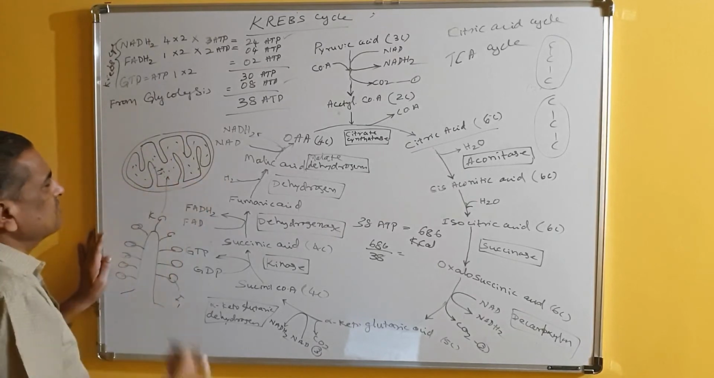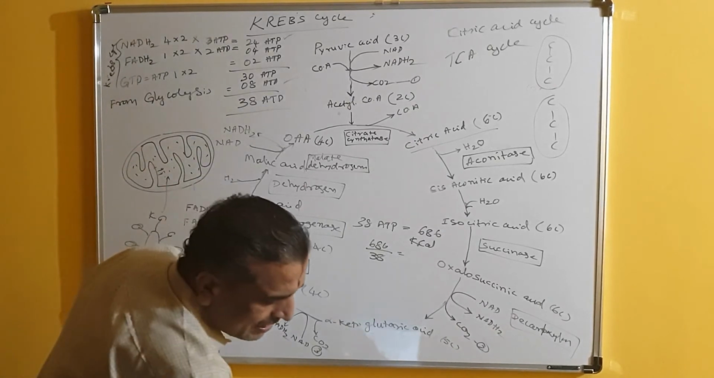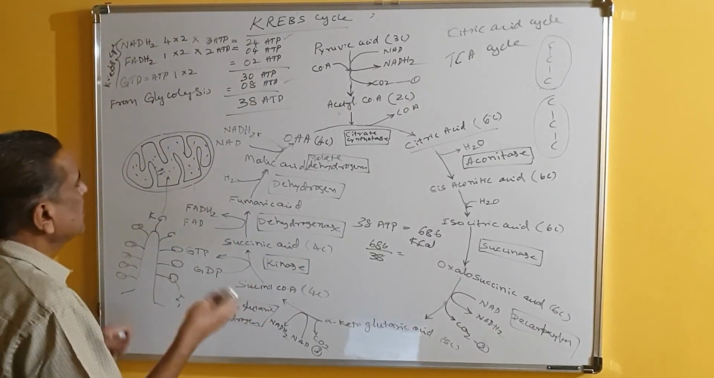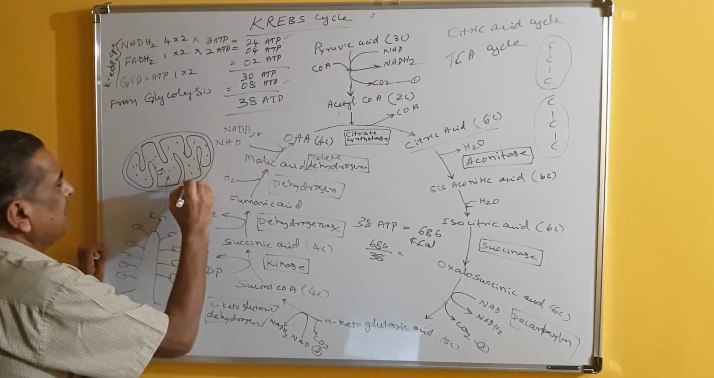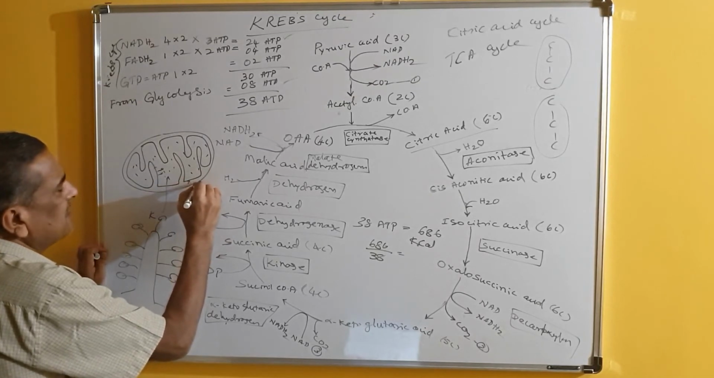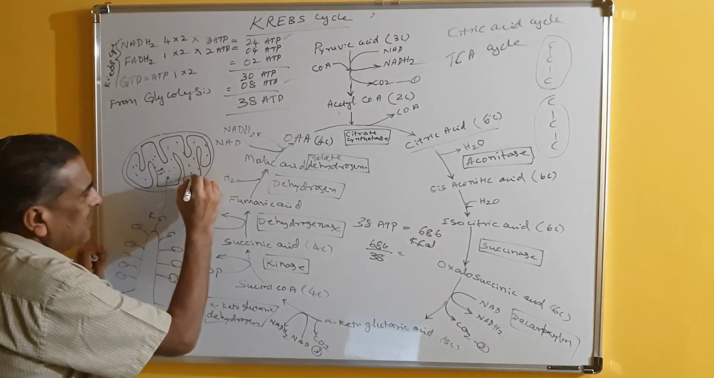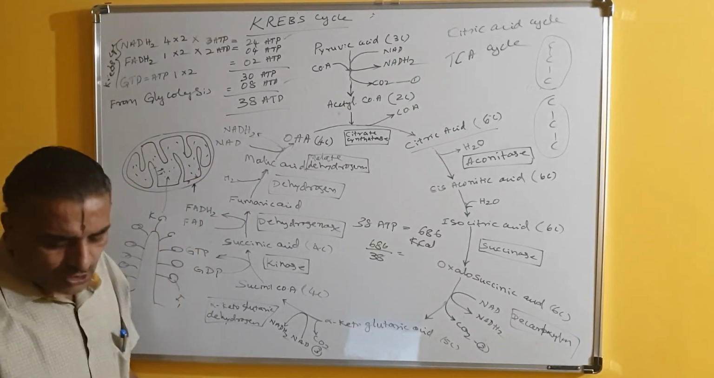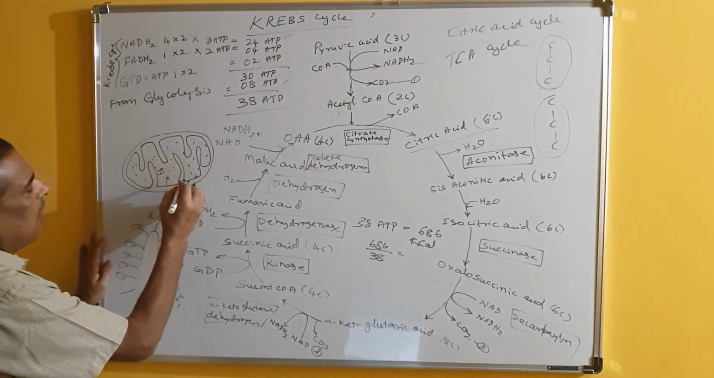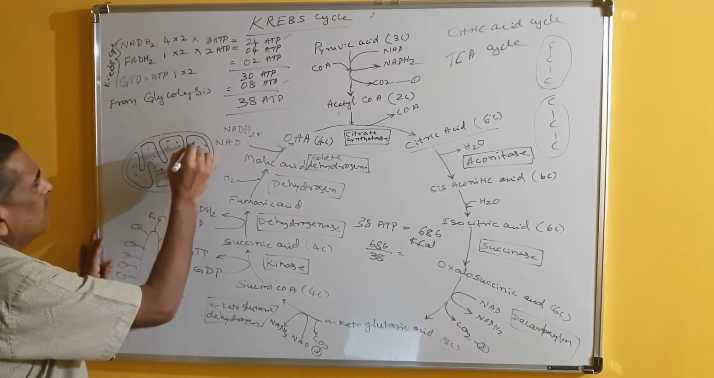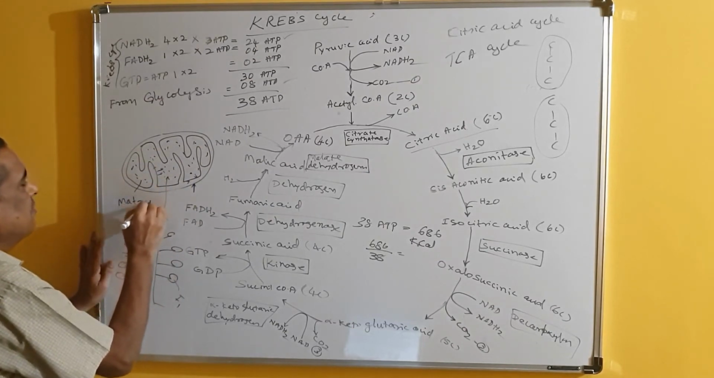Mitochondria is a double membrane structure. This is called the outer membrane, and this is called the inner membrane. There are two spaces here: outside of the inner membrane and inside of the inner membrane. In between, you are finding so much liquid matter, and this is called the matrix.